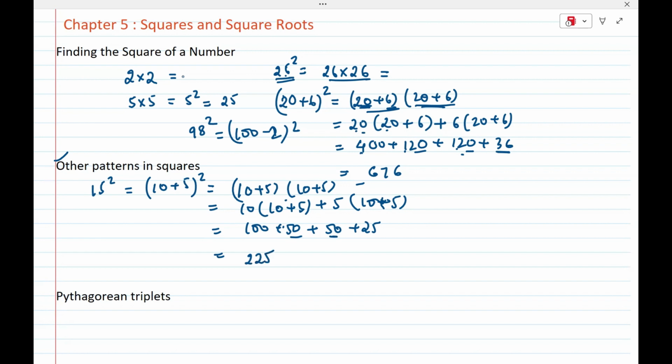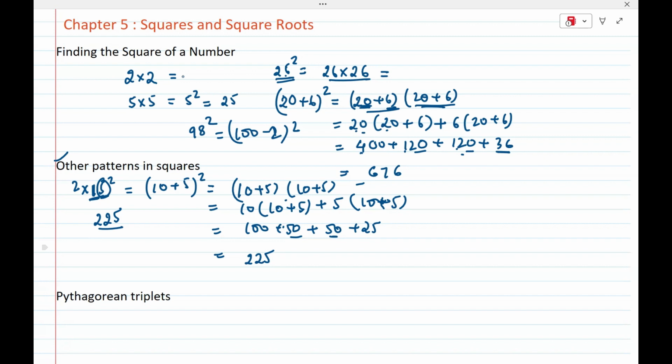But there are easier methods to calculate the square of a number which ends with 5. That is, take the last digit, like 5, and square it, which is 25. And the other digit, like here it is 1, add plus 1. Means if it is 1, add 1, it will become 2. So multiply these two. 2 ones are 2, this. Means 15 square is 225.